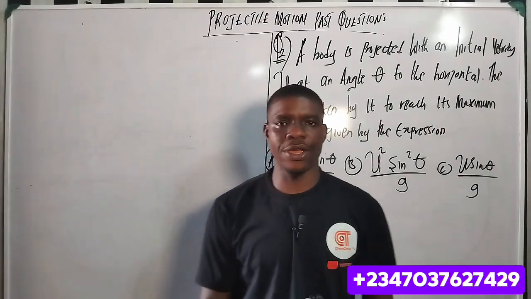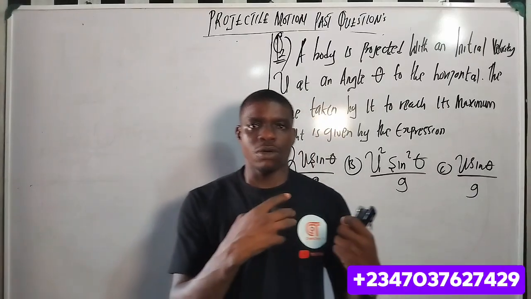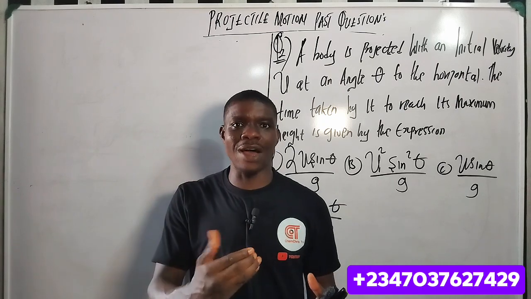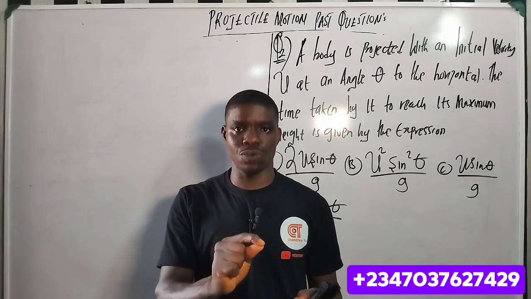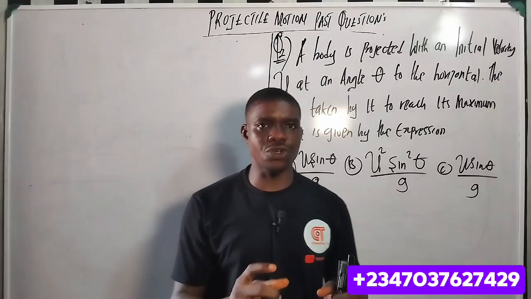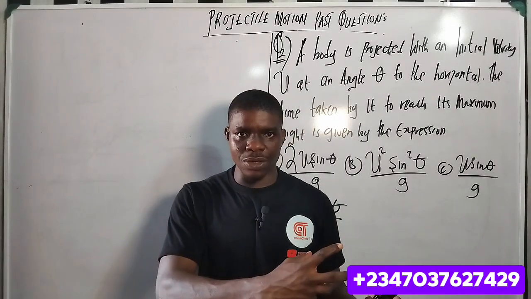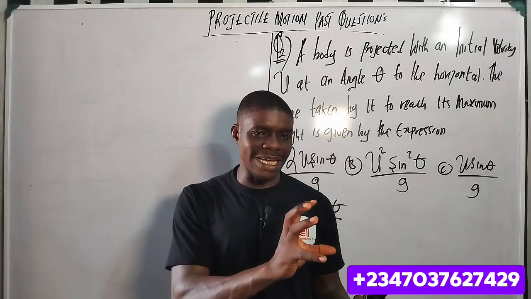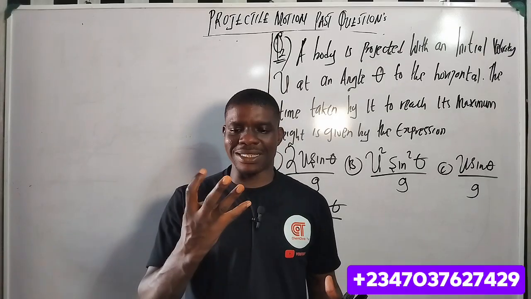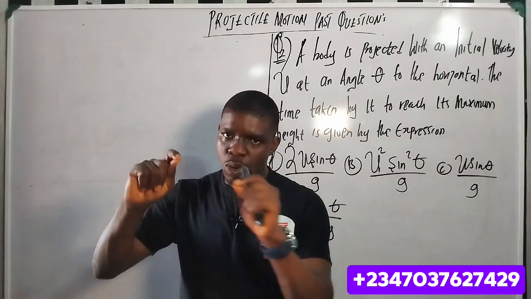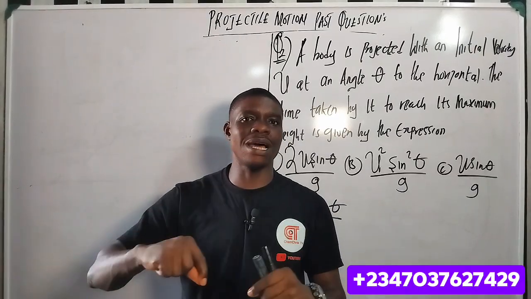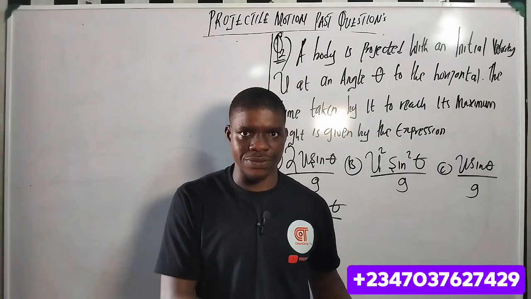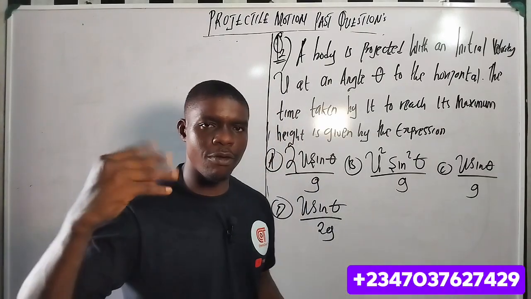Now there's no way you are going to see questions on projectile motion and not see a body projected with an angle theta to the horizontal. Whenever a body or an object is projected with an angle to the horizontal, there are 4 key formulas to pay close attention to. These formulas will enable you to solve any question of this type.